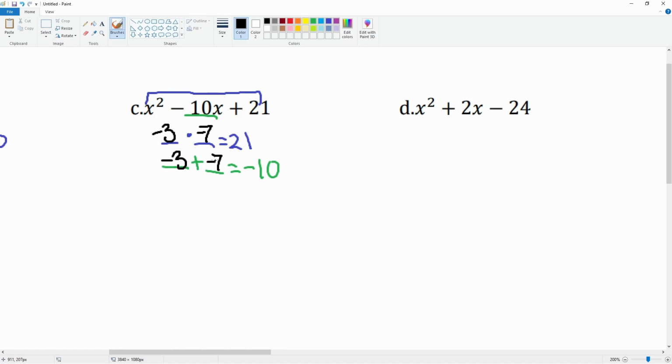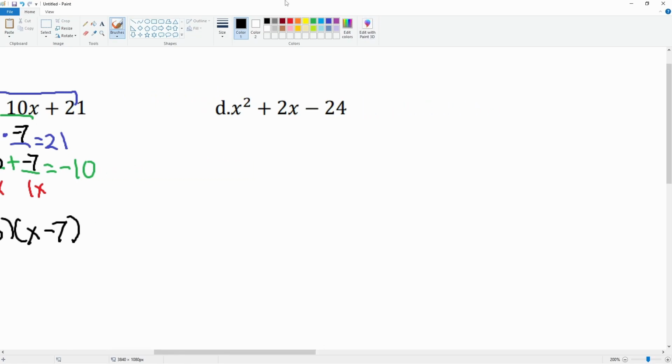Let's double check. Negative 3 times negative 7 is a positive 21. Negative 3 plus negative 7 is a negative 10. Next, we divide by that 1x because that is what's in front. They do not simplify, so we just get x minus 3 and x minus 7 as the correct factored form.